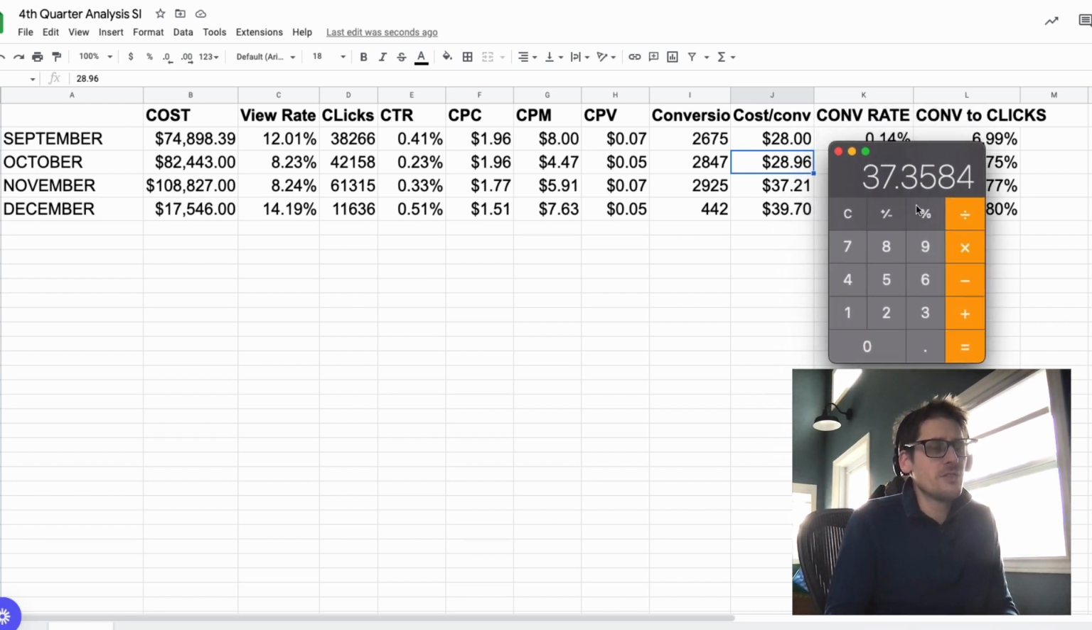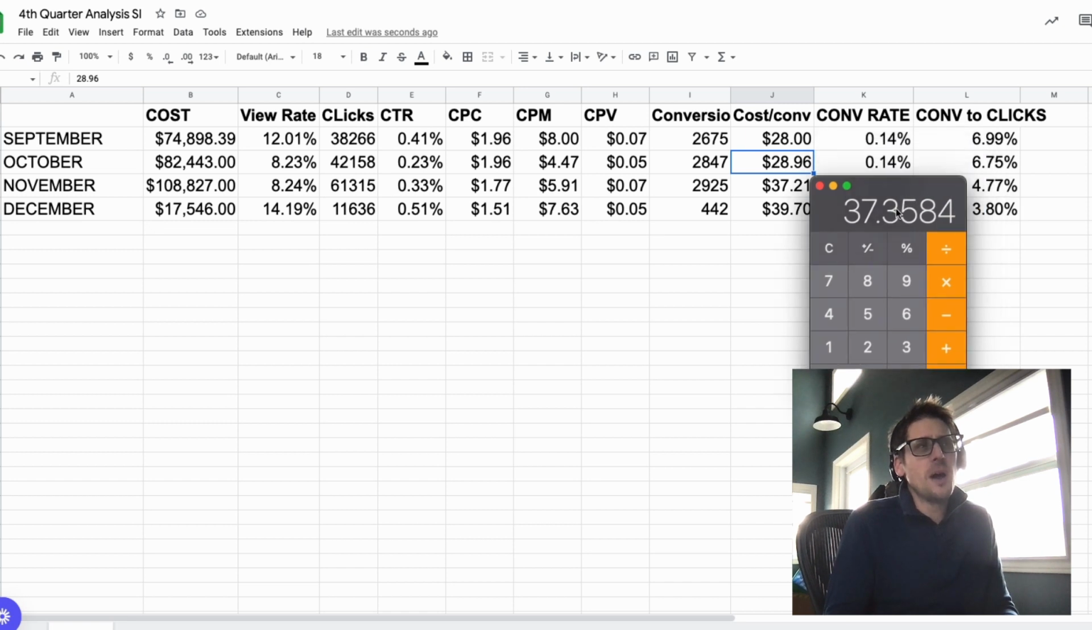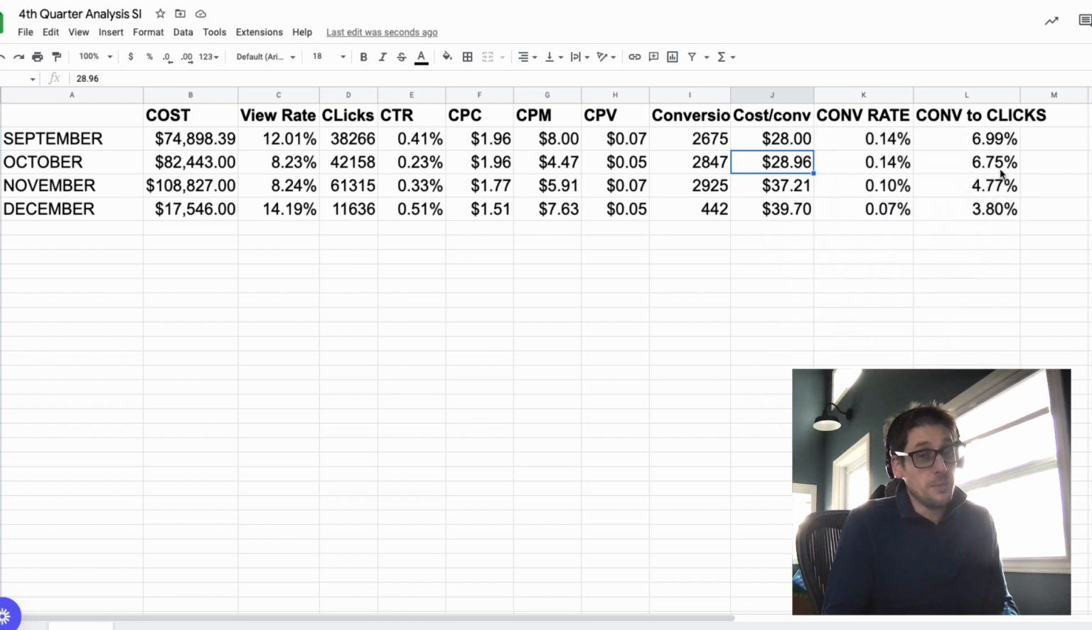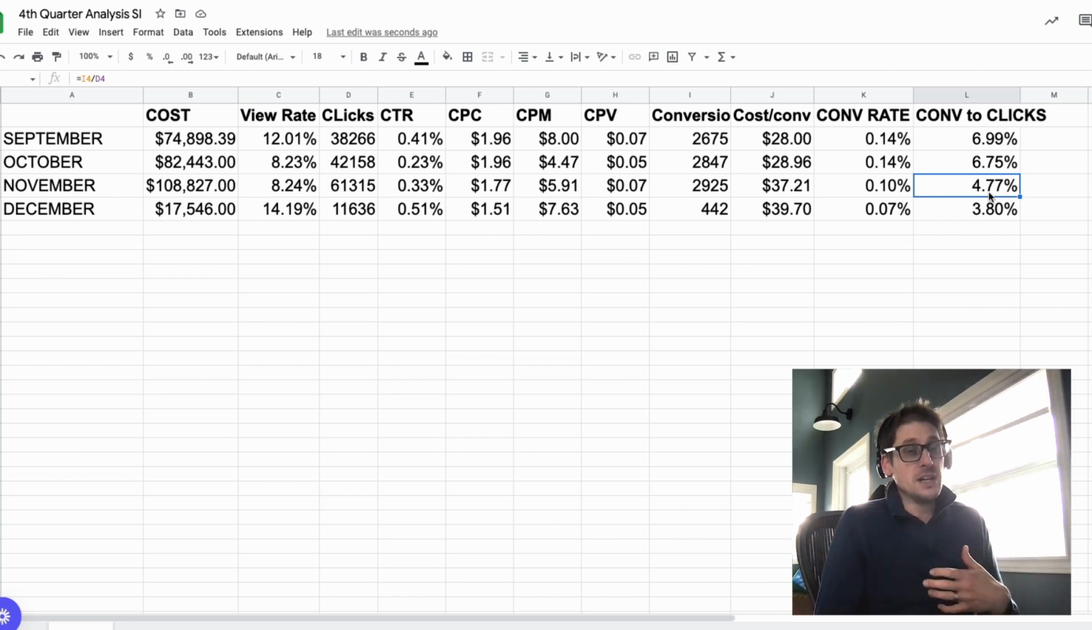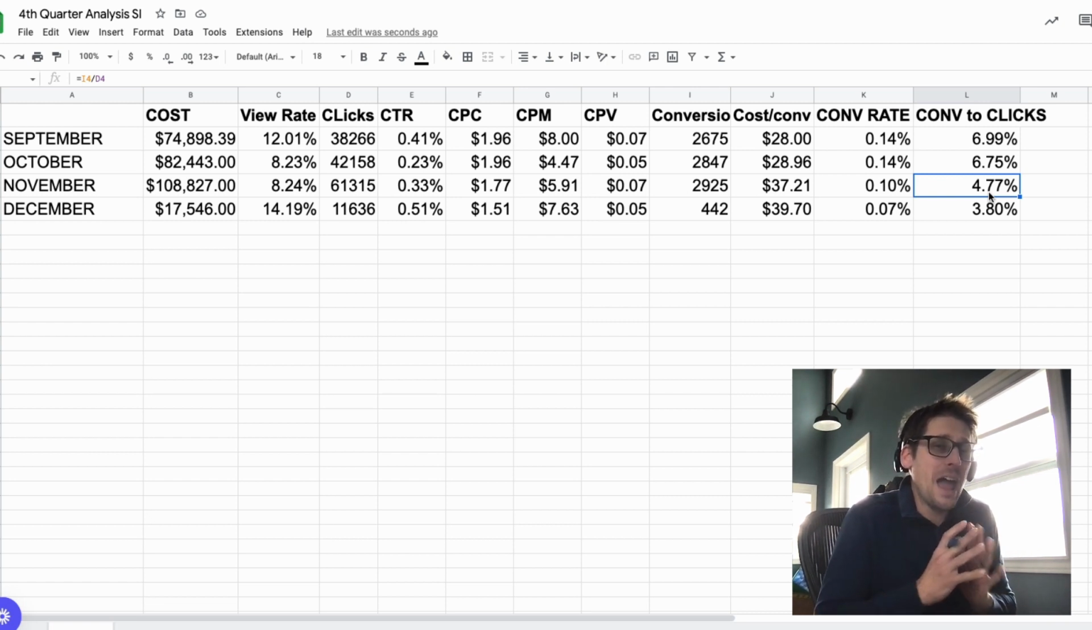37.35, 37.21. What I did was, I'm back up here. What that math I just did was, in October, we had a 6.75% conversion rate on the landing page, right? If that dropped to 4.77% in November, what type of increase would we see in our CPL, our cost per lead, in this campaign, given everything else equal?